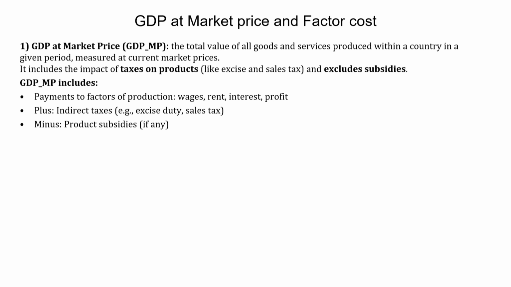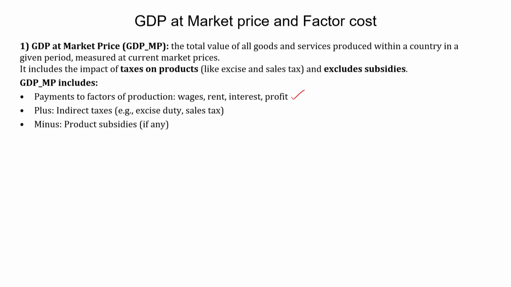So it includes the impact of taxes on products like excise and sales tax, and excludes subsidies. So this is the GDP at market price. Simply, GDP at market price first includes the GDP at factor cost, that means payments to all factors of production: wages, rent, interest and profit. That means GDP at factor cost plus indirect tax.